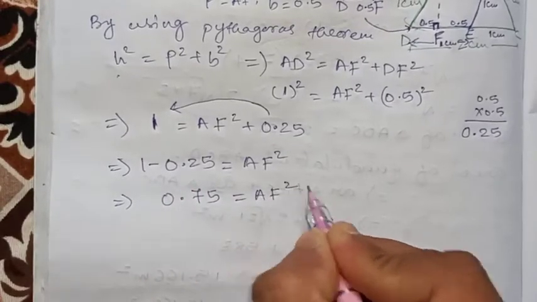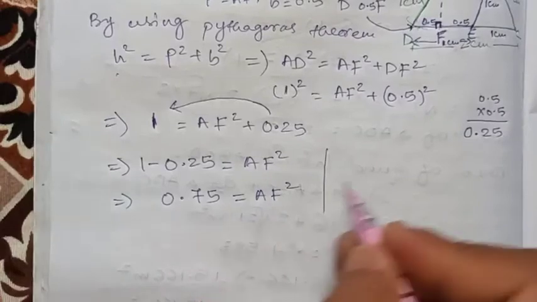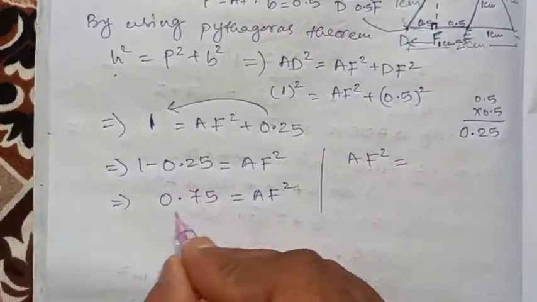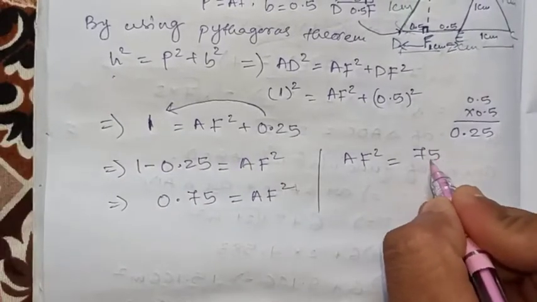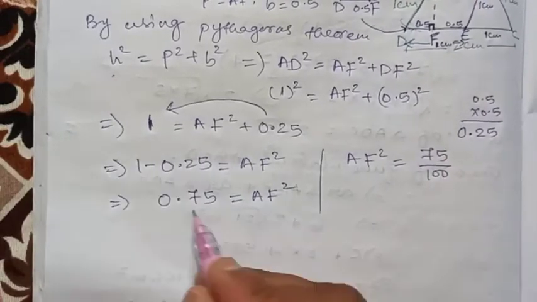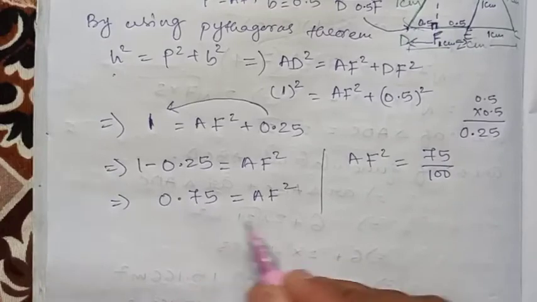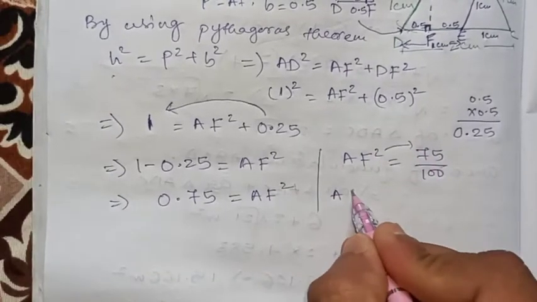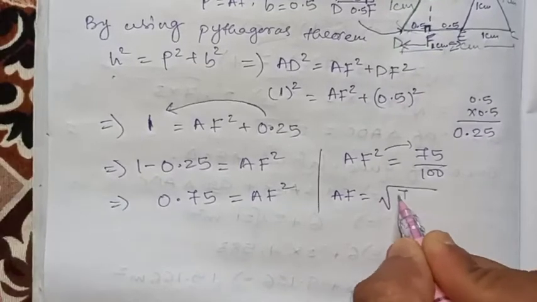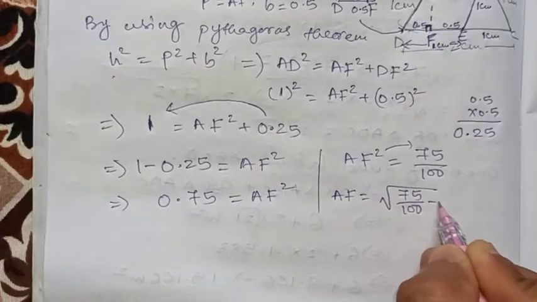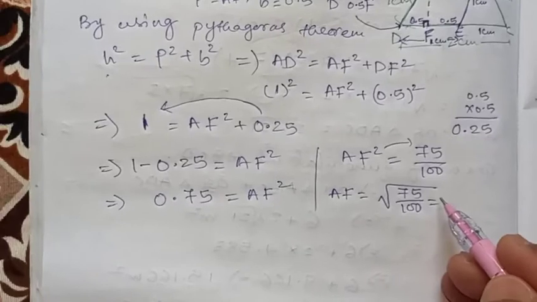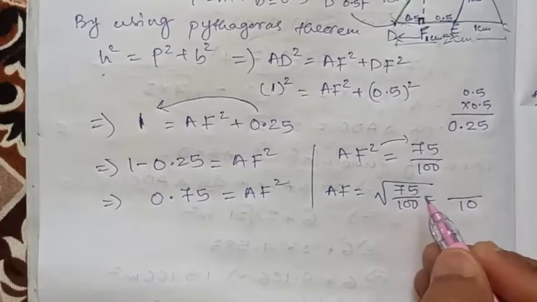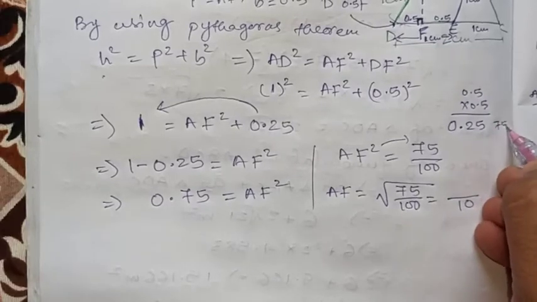So 0.75 is AF square. If we will remove the decimal, we will get AF square equals to 0.75 will become 75 by 100. We will take square root that side. It will become AF equals to square root of 75 by 100. As we know, the square root of 100 is 10 and the square root of 75 will be, find out the LCM of 75.